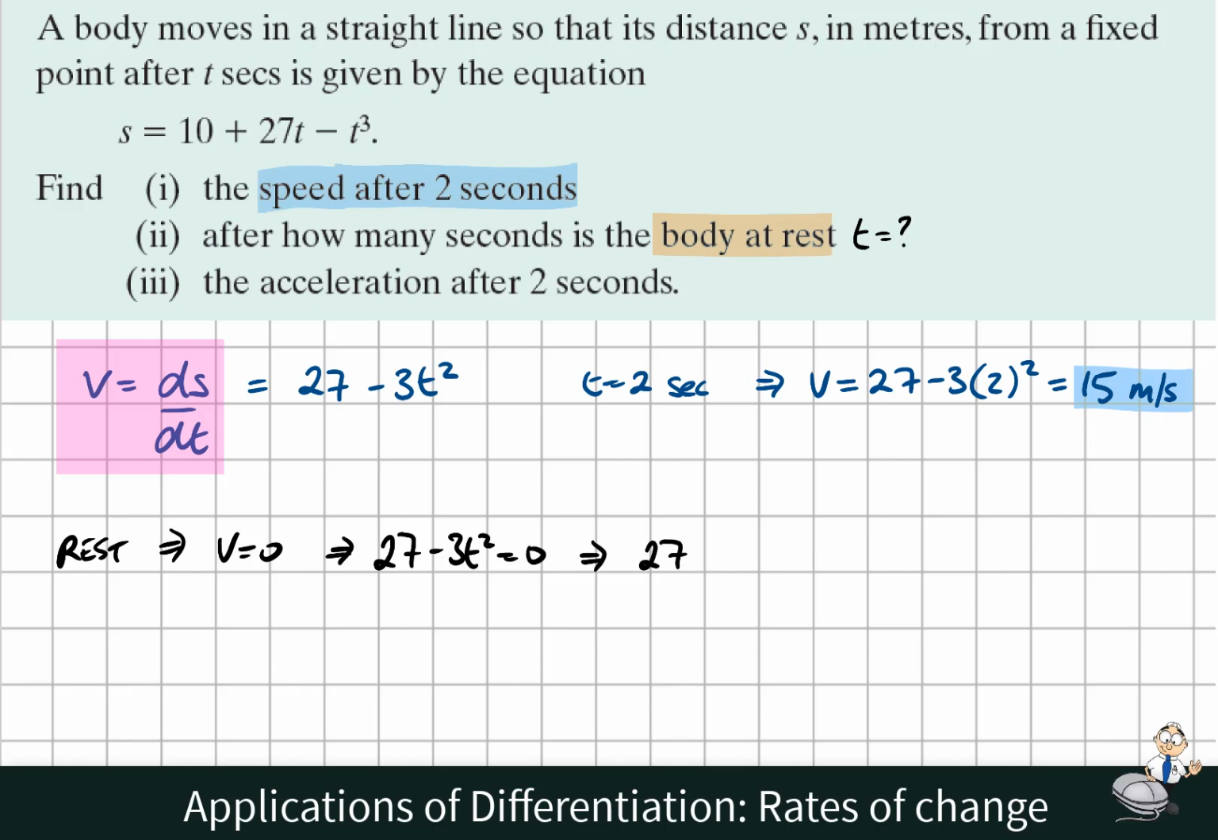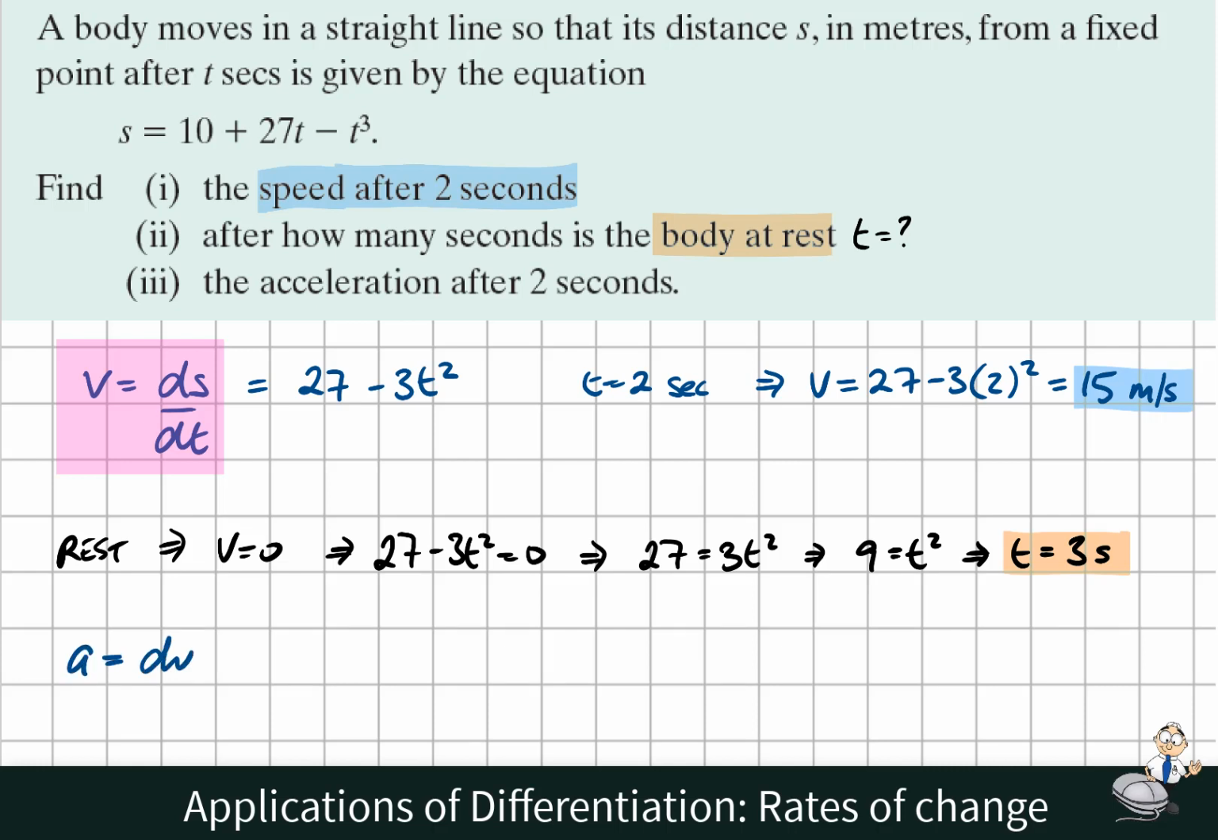So this is a quadratic. If we take 3t squared from both sides, divide both sides by 3, we see 9 is t squared, so t is equal to 3 seconds. So that's the value that we could sub into our velocity and we will get a 0 output.